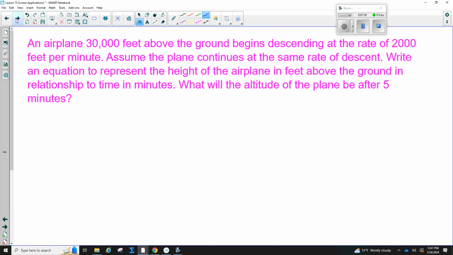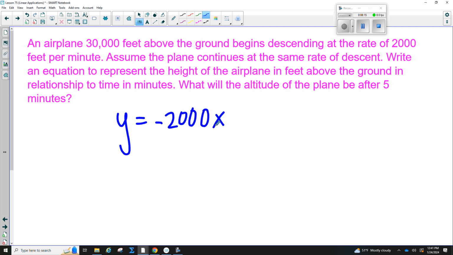An airplane, this is the last one. An airplane 30,000 feet above the ground begins descending at the rate of 2,000 feet per minute. Assume the plane continues at the same rate of descent until it hits the ground. Write an equation to represent the height of the airplane in feet above the ground in relationship to time in minutes. And then what will the altitude of the plane be after 5 minutes? So first, just the equation. Y equals, what is the slope? -2,000. Why is it negative? We're descending. So we need to do -2,000x.